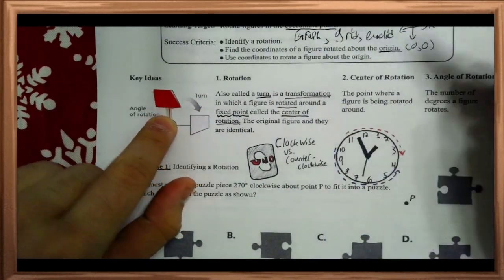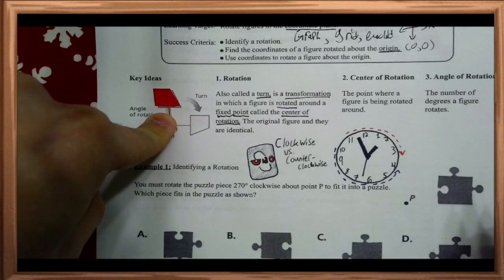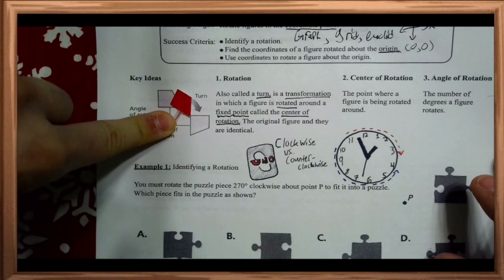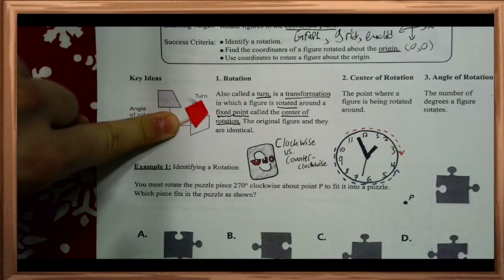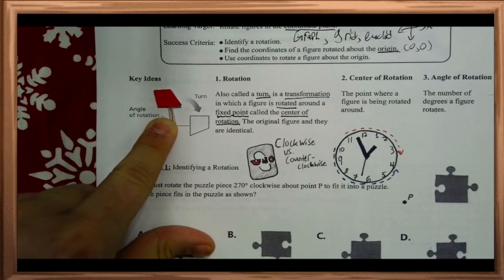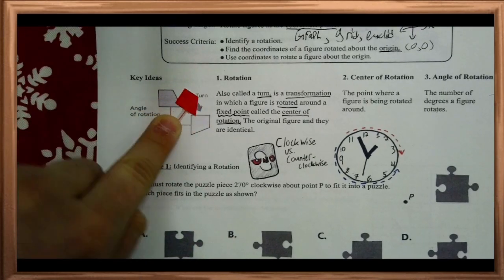Then we do the turn, right? So suppose we take this figure and we just rotate it. Bam! You see that? We can rotate this shape around, just like so.